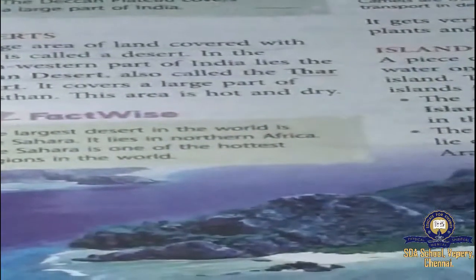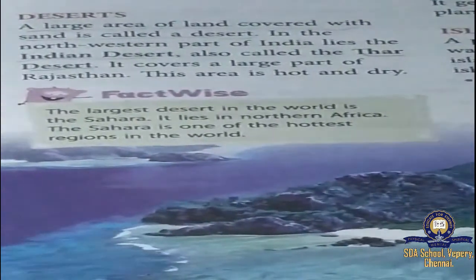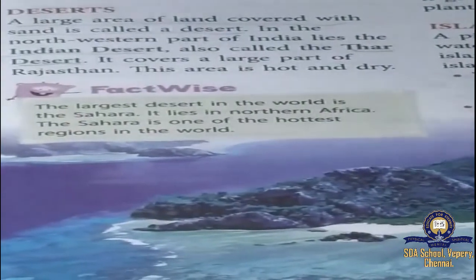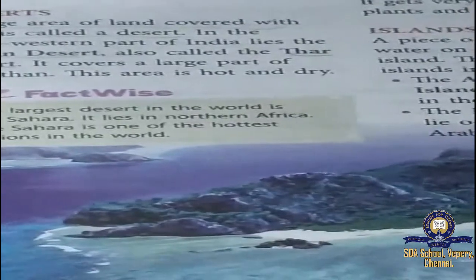Next we learned about the deserts. What are deserts? Deserts are large areas of land with sand. An example is the Indian desert, the Thar desert. That's it for today, children.